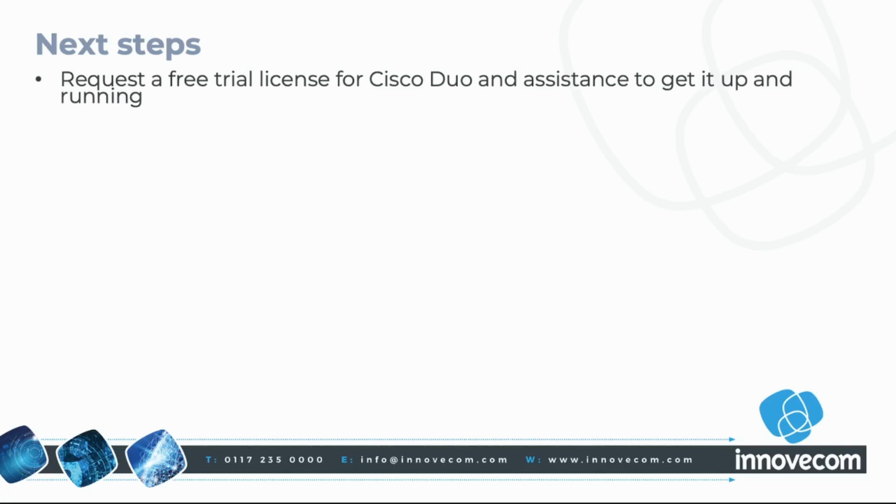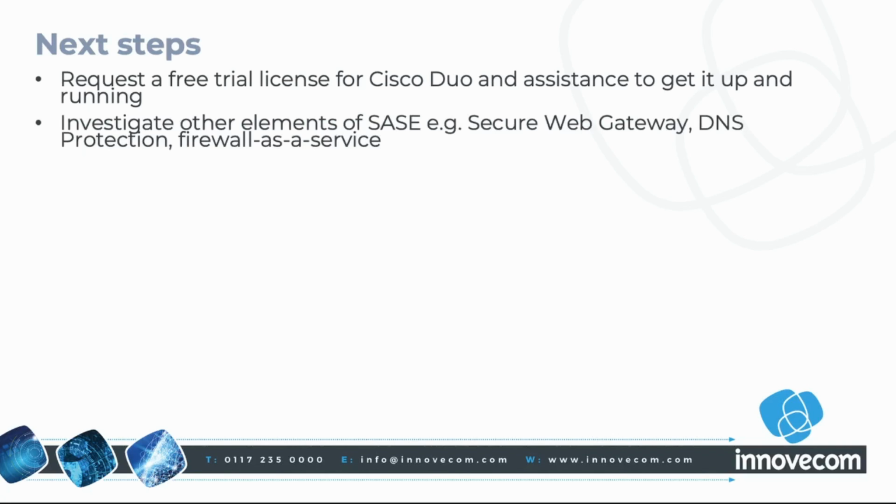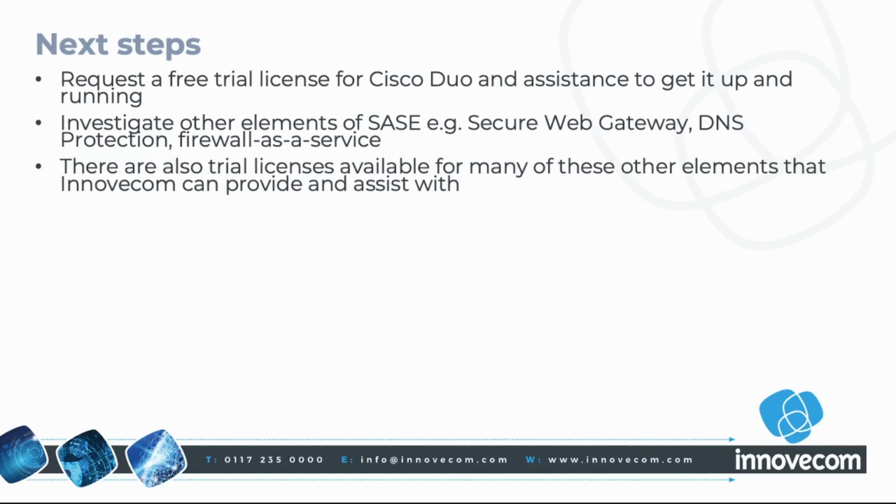So, to wrap up, I just want to spend a couple of minutes talking about next steps. First thing you can do is to contact us to request a free trial for Cisco Duo and some assistance to get it up and running. We'd also be happy to help you investigate other SASE elements such as Secure Web Gateway, DNS protection and Firewall as a Service. And we can provide trial licenses and assistance for many of these other solutions too.